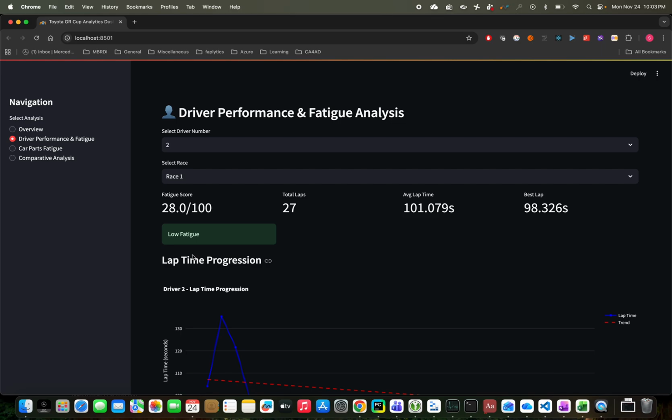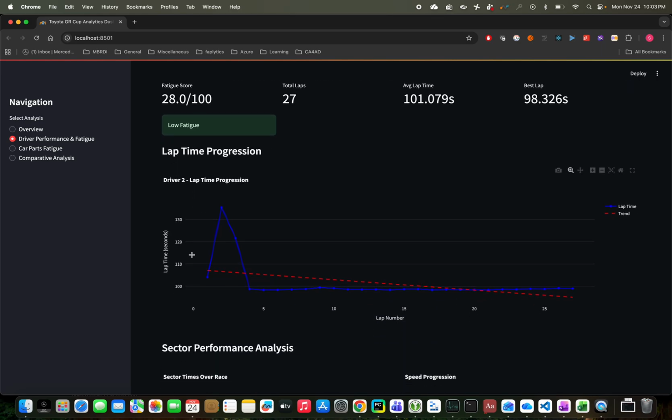Now this can happen due to multiple reasons. There may be lap time degradation over the race, there may be consistency decline, total driving duration, and sector by sector variability. So these are multiple factors that are needed to calculate the fatigue score.